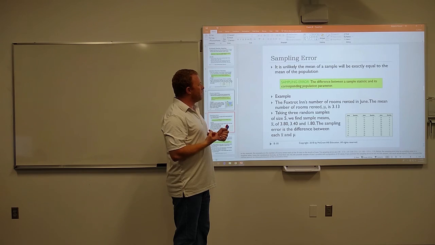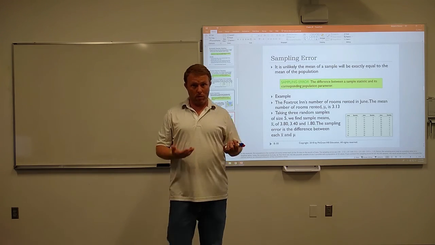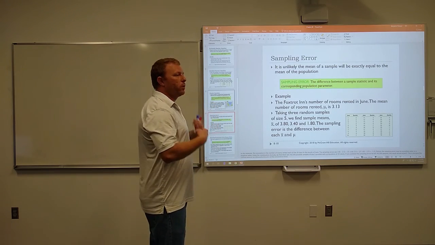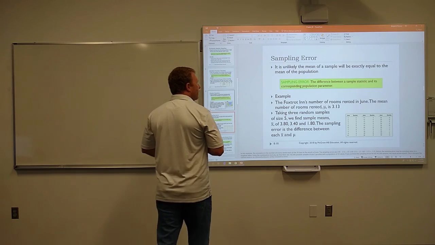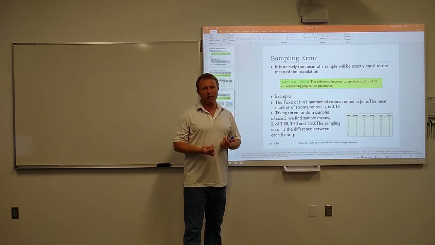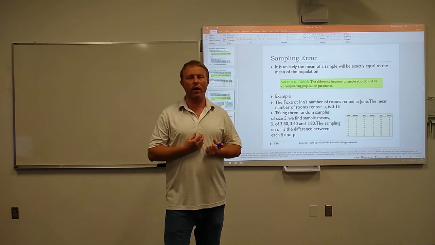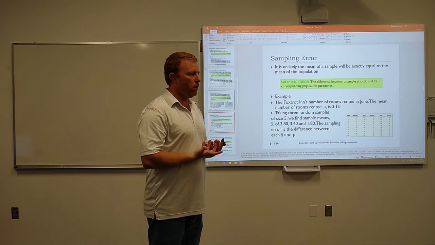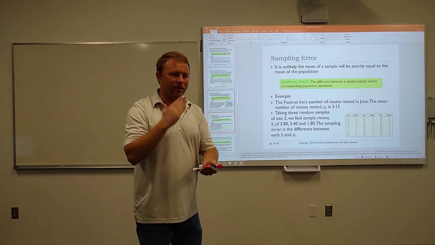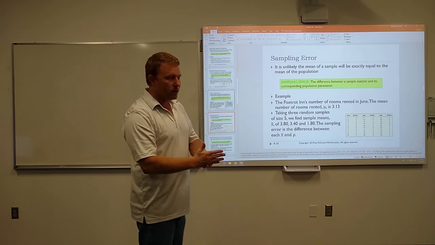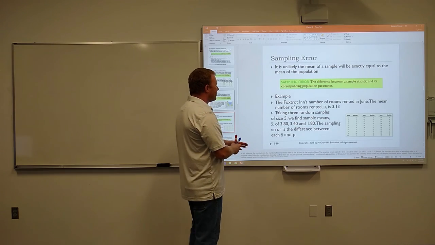So it's unlikely that the mean of a sample, so the mean, that's one measure of location we looked at, right? So if we were to calculate the mean of a sample, it's unlikely that it'll be exactly equal to the population mean, isn't it? So it's rare that we'll pull a sample from a population that gives us the exact statistic that matches the parameter, isn't it? Okay? Let's look at an example.